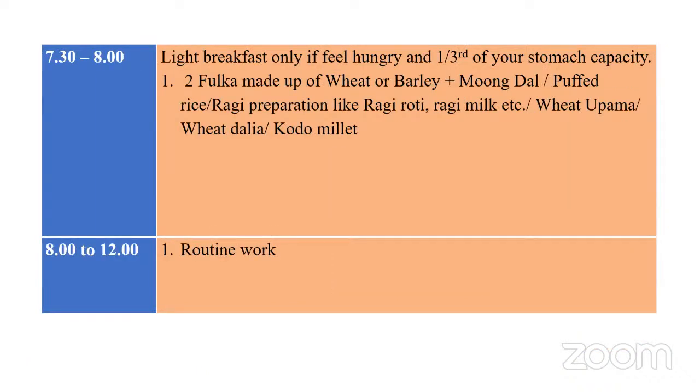So then we have to take breakfast, and it should be half of our stomach capacity. Suppose taking 4 chapati, we feel satisfied. So we have to stop at 2 chapati itself. And we are choosing the food for the breakfast.